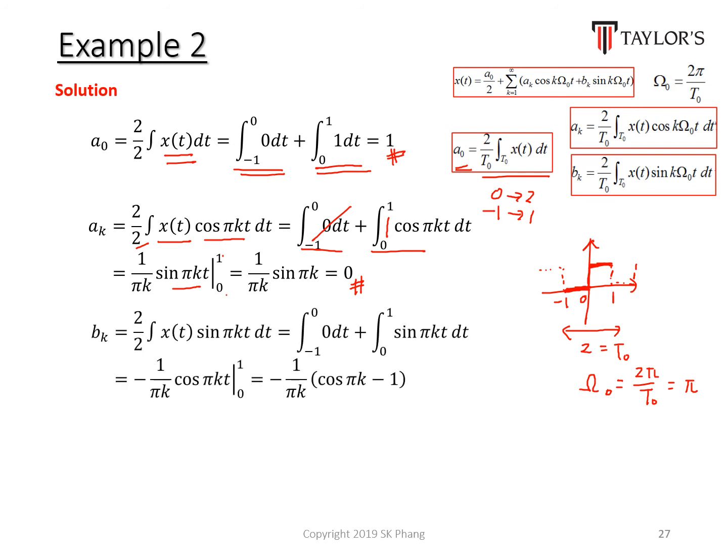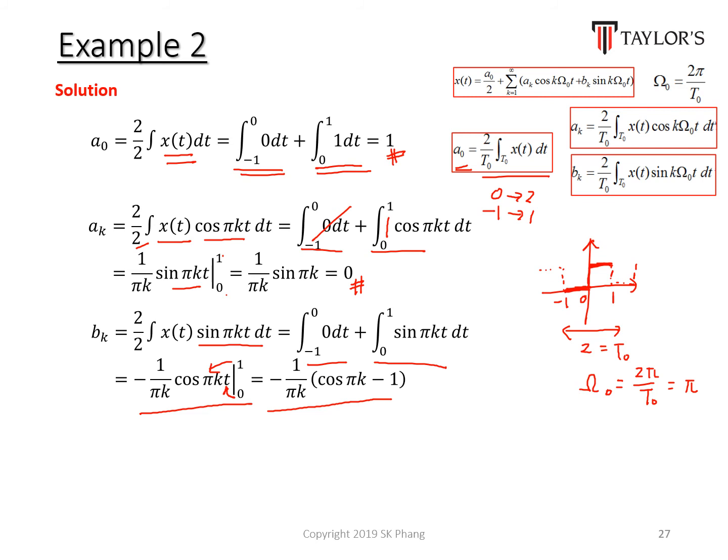And then the next step is the BK. So BK, similar to AK, just change the sign into cosine. And then again, similarly, you just integrate them into two different portions, and you arrive with this final answer. Substitute 1 and 0 into your t, and then you'll find out this is your final answer for BK.